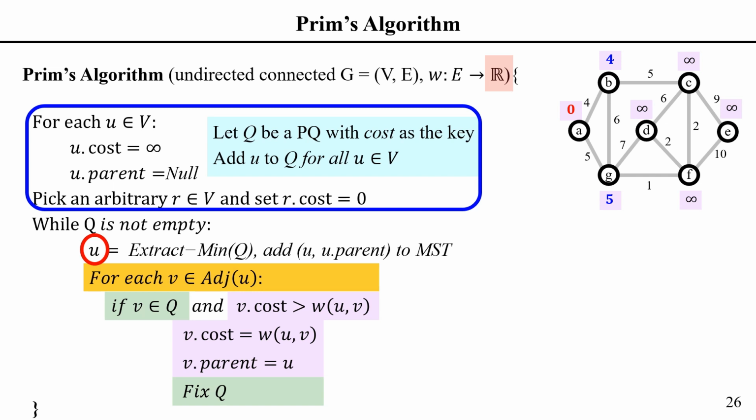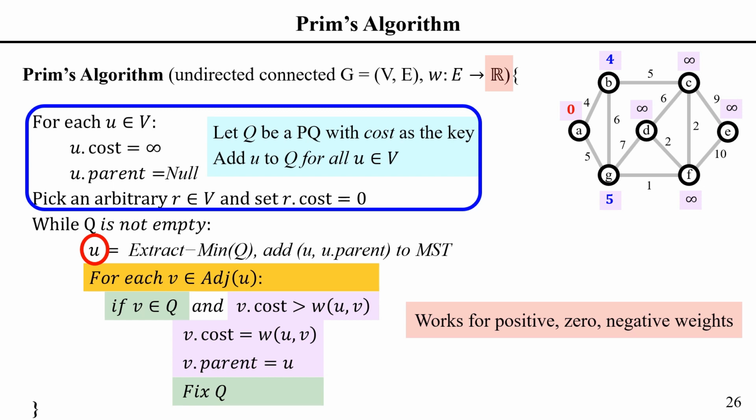Well, you probably haven't noticed that in the input, the weight function maps an edge to a real number. That means Prim's algorithm actually works for both positive and negative weights. In the future, when we prove the correctness, you will see why.